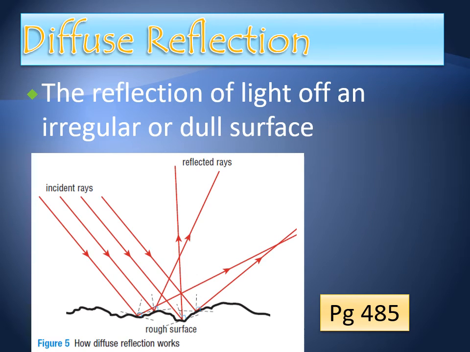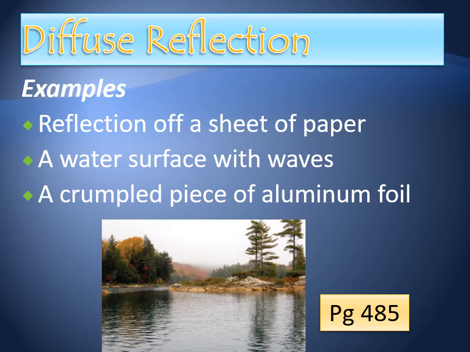Diffuse reflection, on the other hand, is the reflection of light off of an irregular or dull surface, so something with a lot of bumps. And so what ends up happening is, while yes, the incident rays are all coming in at the same angle, because of the bumps in the surface, they're all going to be reflected in different directions. Examples of this include reflection off of a sheet of paper or a crumpled piece of aluminum foil. You can try this at home. Or if you've ever looked at a reflection on water that's not still, so water with waves or ripples, you'll see an example of diffuse reflection.